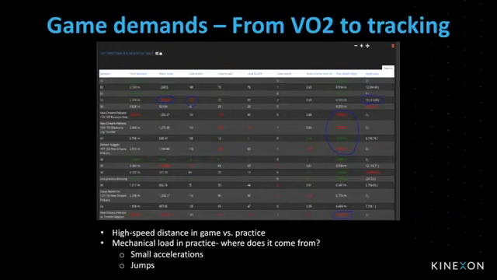So I want to get into this a little bit more on the game demands. When I first started working, and again, if you were in one of the first sessions, we talked about my background, which is metabolics, exercise physiology, and specializing in energy systems. And I did that for Athletes Performance, now known as Exos.